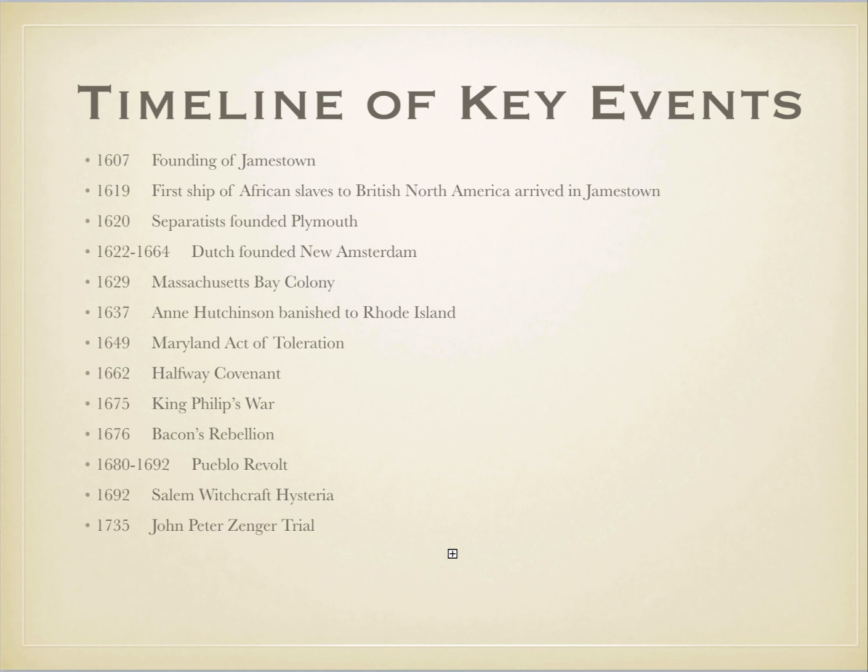1619 is the first time that African slaves will be sent to North America. The slave trade had started in the 1500s, but that was down to the Caribbean. Separatists will form the next British permanent settlement, and that will be at Plymouth. So those were people who were looking to break away from the Church of England.